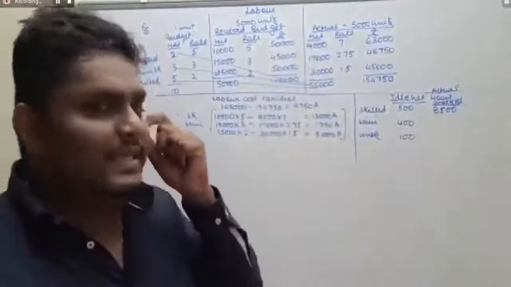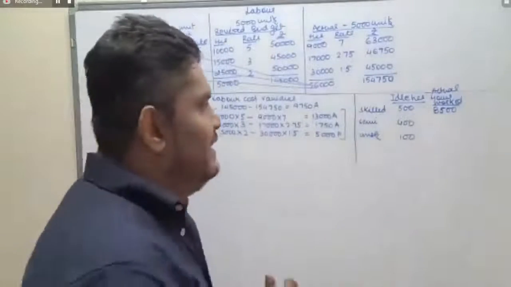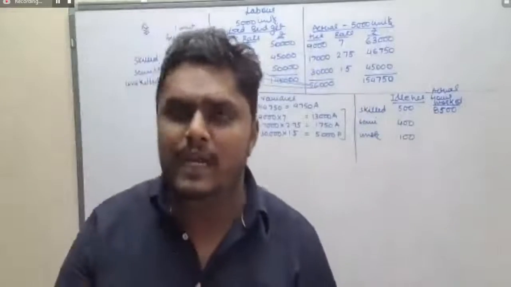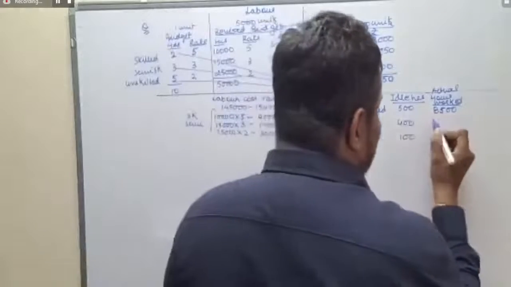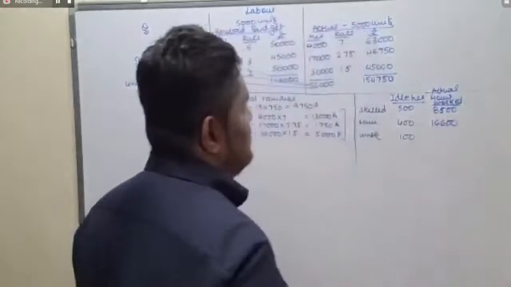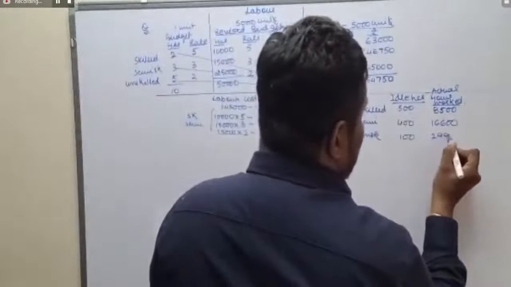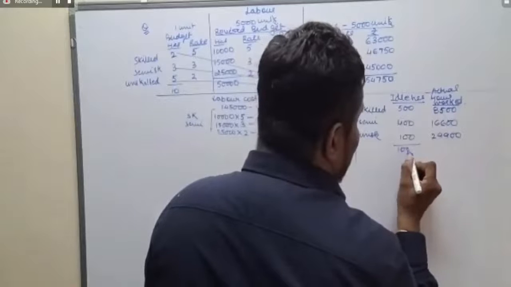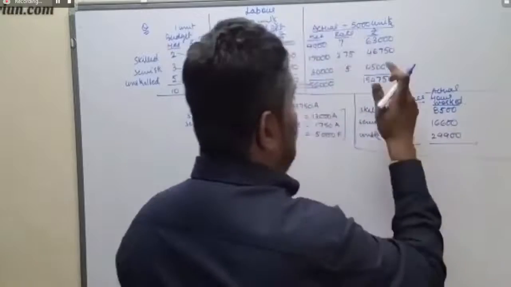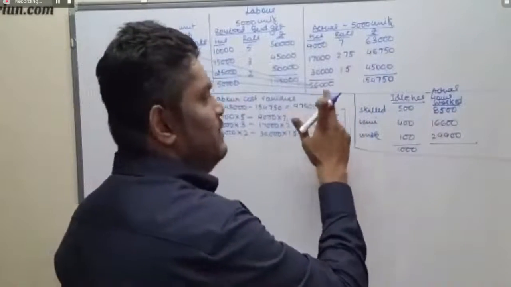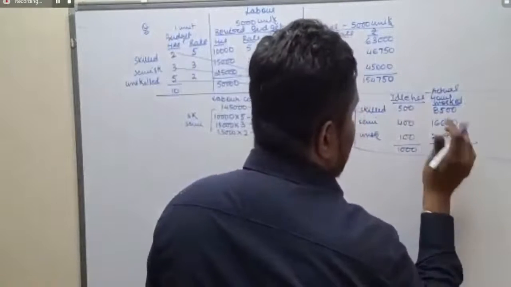Similarly, for semi-skilled, we paid them for 17,000 hours. However, 400 hours were lost due to idle time. It might be due to machine failure or power failure or anything. So the effective hours they worked is 16,600 hours. Similarly, in case of unskilled also, the effective hours they worked is 29,900. So total 1,000 is the idle hours, and the total hours actually paid are 56,000. However, the hours actually worked is how much? 55,000 in aggregate.